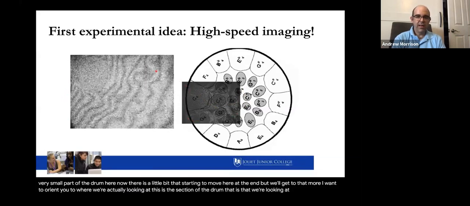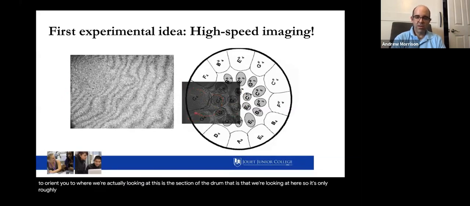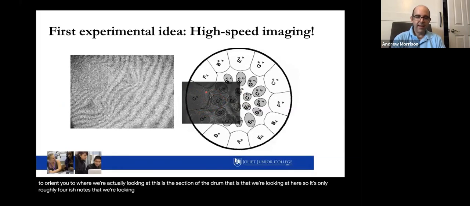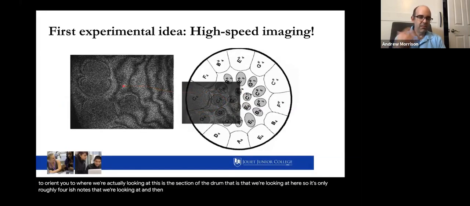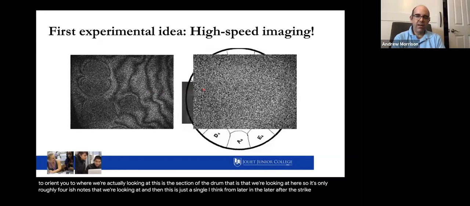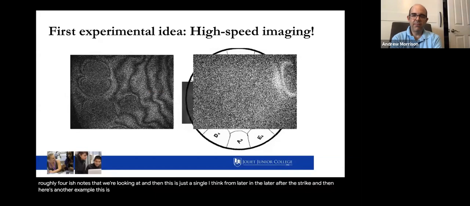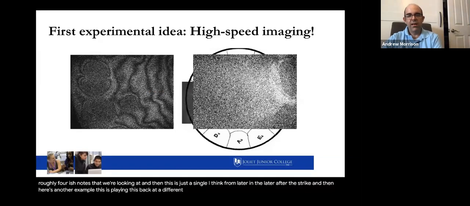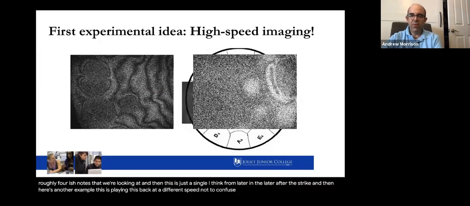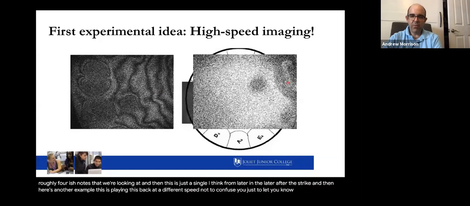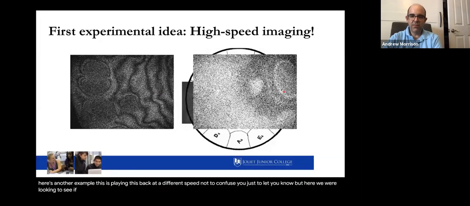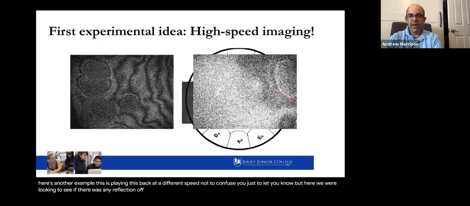So it's only roughly 4-ish notes that we're looking at. And then this is just a single frame that I extracted, I think from later after the strike. And then here's another example. I'm playing this back at a different speed, not to confuse you, just to let you know. But here we were looking to see if there was any reflection off of the edge of the note, and it was hard to tell.